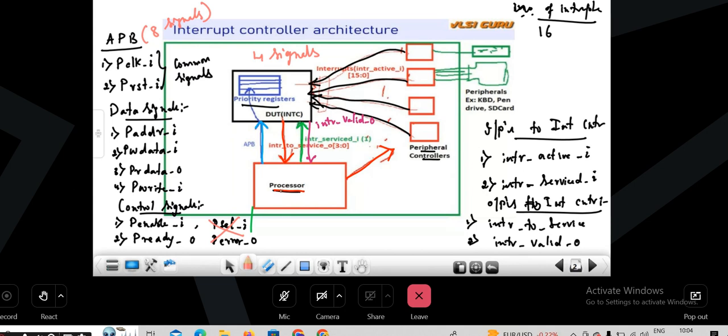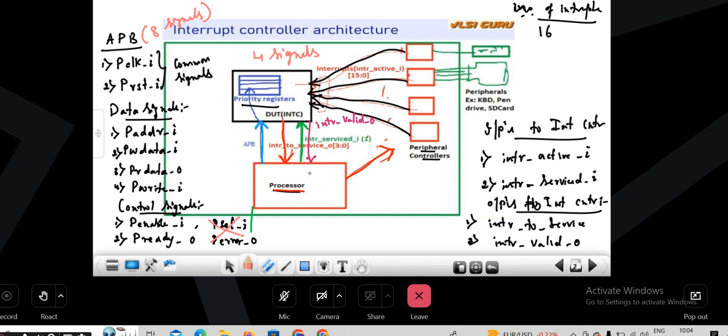Next, what do I need to do? Making interrupt valid equal to 1. What is this? These are the valid questions. You should answer. Did you understand? First, I am finding all the highest priority interrupts. Then what can I do? Making interrupt valid equal to 1.